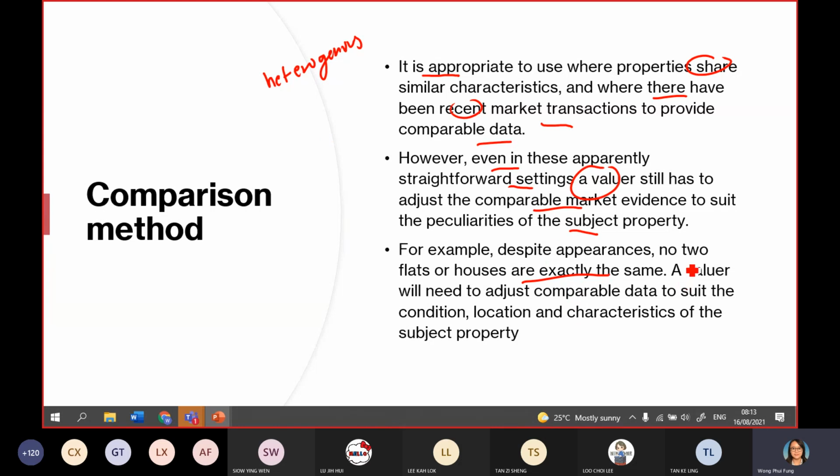So that means a valuer will need to do some adjustment to suit the condition, location, and characteristics of the subject property. Adjustment will need to be made to reflect the differences because there are no two same properties. They can be different in terms of size, location, completion time, and so on. So sometimes it's not so straightforward that you just directly apply from the comparable property. Sometimes you need to do some adjustment.